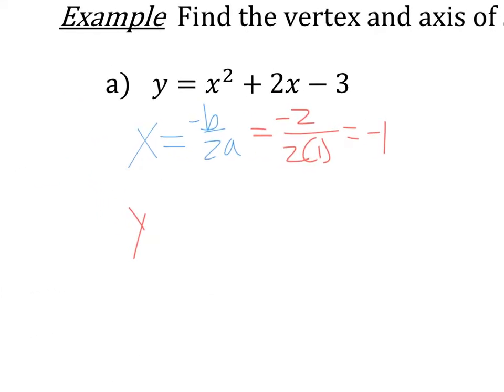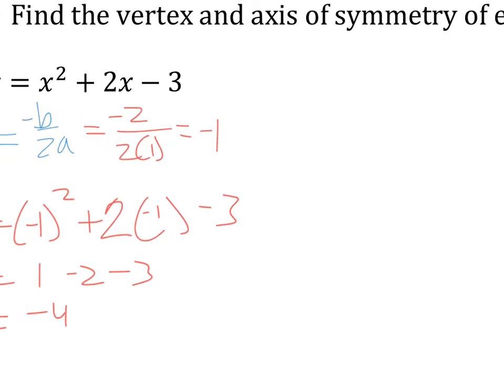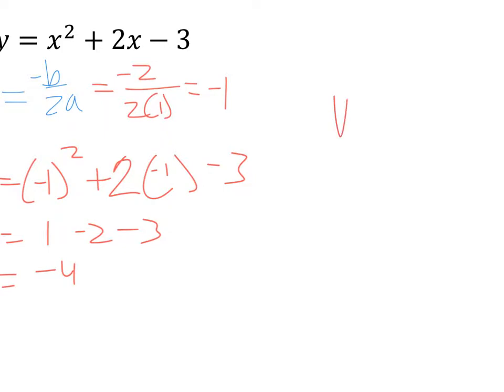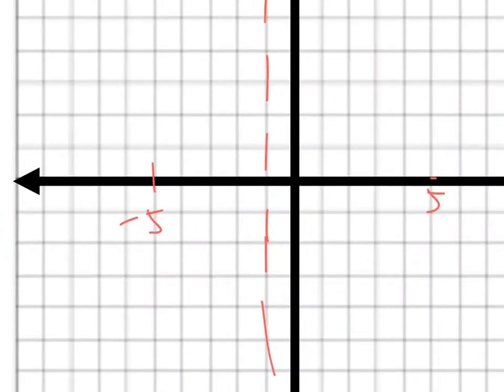To find the vertex, we're going to plug negative 1 into this x value and see what we get. We get 1 minus 2 minus 3, which is negative 4. So that is the y-coordinate of the vertex. Our vertex is at negative 1, negative 4. So we can plot that over here at negative 1, negative 4: 2, 3, 4. There's our vertex.